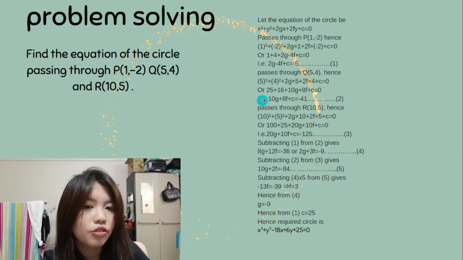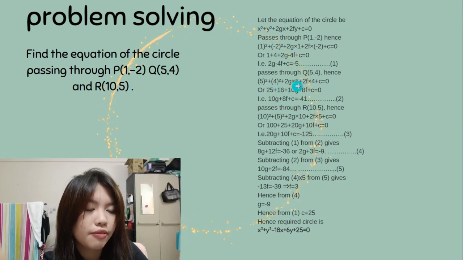Second, we use Q(5, 4), where 5 is x and 4 is y. We substitute inside, the same step: 5 squared plus 4 squared plus 2g times 5 plus 2f times 4 plus c equals 0. Then we get 10g plus 8f plus c equals negative 41.